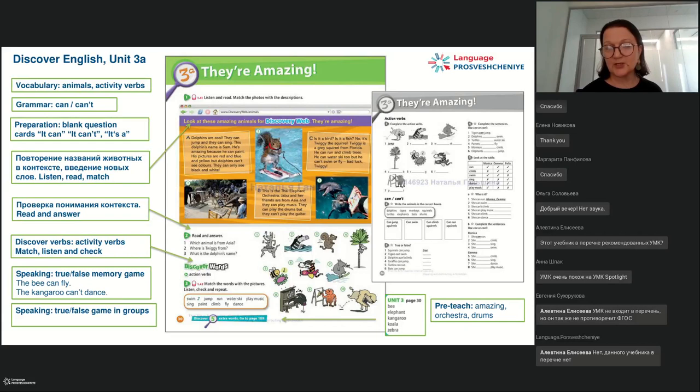Затем на данном уроке мы вводим новые слова, а именно activity verbs, и грамматическая структура у нас с глаголом can. Мы слушаем, соотносим картинки, на которых животные выполняют те или иные действия, с глаголами, данными в рамочке. Мы также можем предложить разные виды игр, например memory game, true or false memory game: закрываем страничку и вспоминаем, какое животное что выполняло.